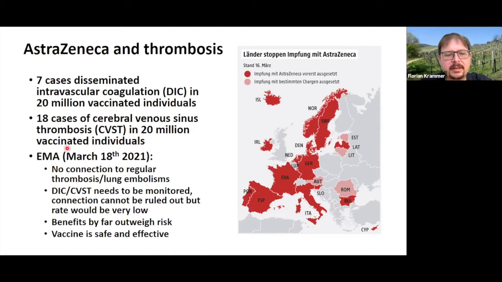investigation. The European counterpart to the FDA, the EMA, looked into that and found that for regular thrombosis, there is no increase. There might be an increase for this CVST, and this needs to be monitored, but because this is extremely rare and the rate wasn't increased that much, and again, it's a rate of 18 cases per 20 million, and some of them are the same rate as baseline, they recommended the vaccine should still be used because the benefits by far outweigh the risk. And their judgment was that the vaccine is safe and effective.